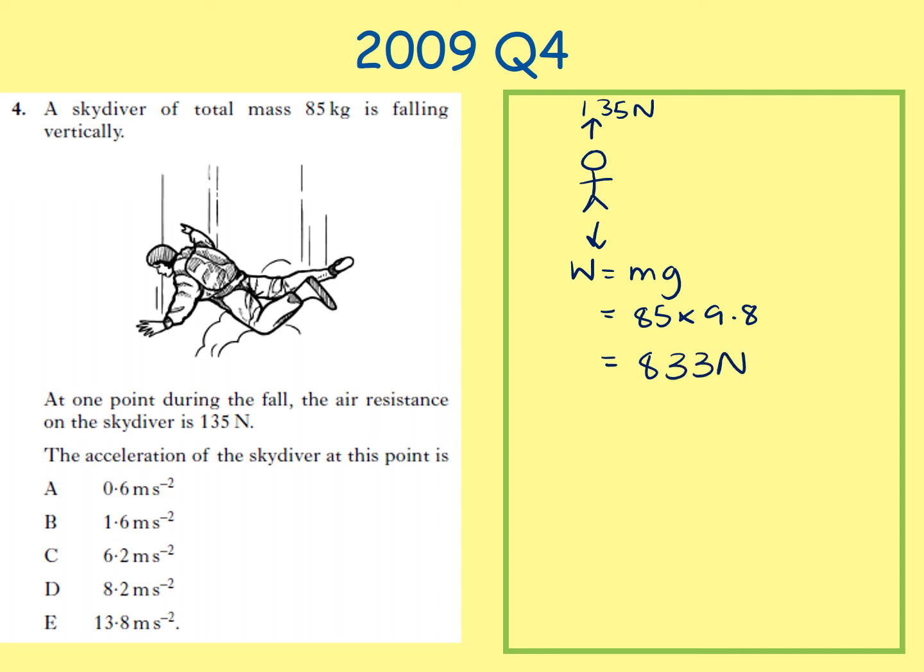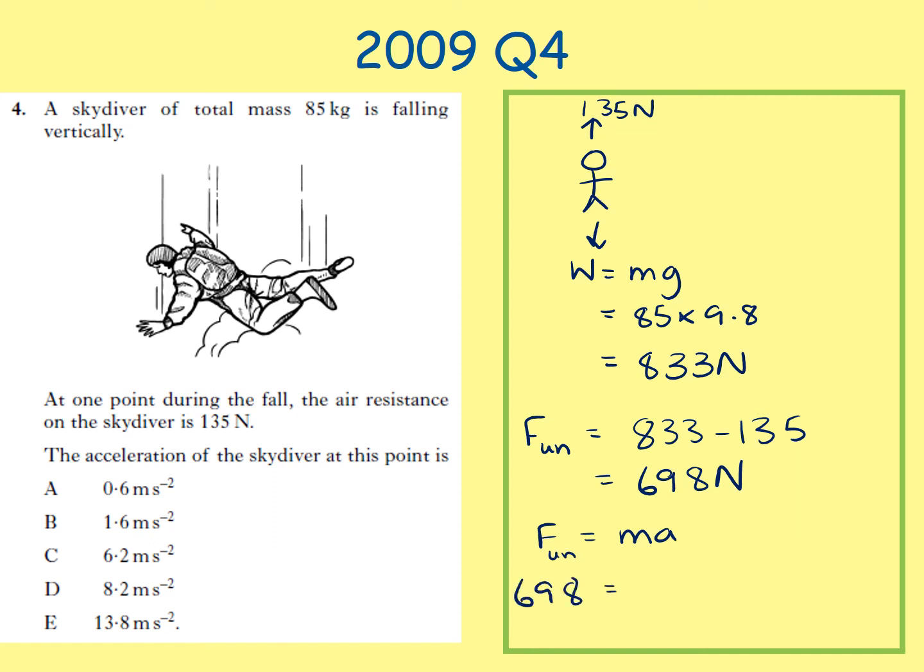So now that we have our two forces, we can work out our overall unbalanced force, which is going to be 833 minus 135, as they're in opposite directions. This gives 698 newtons, and that's downwards. Using F equals ma, remembering this is your unbalanced force here, we can say 698 is equal to the mass, which was 85, times the acceleration. Rearrange that, we get 698 divided by 85, which is 8.2 meters per second squared. This is an answer of D.